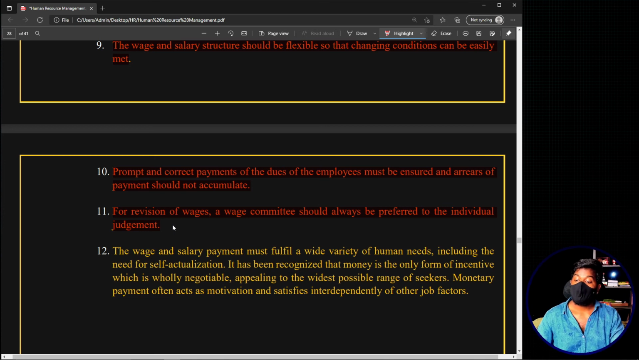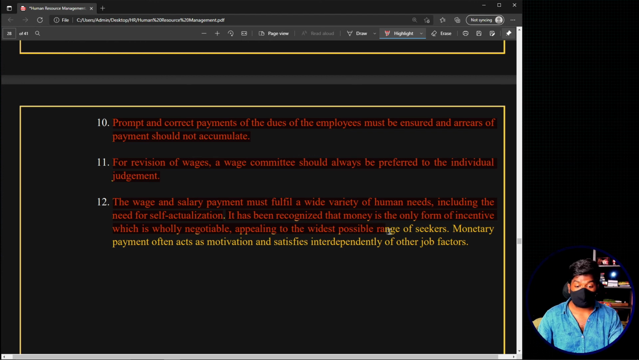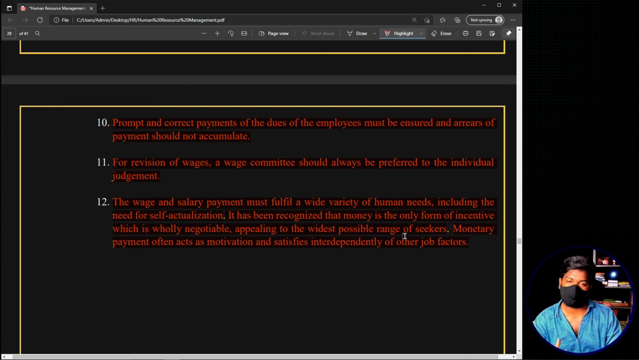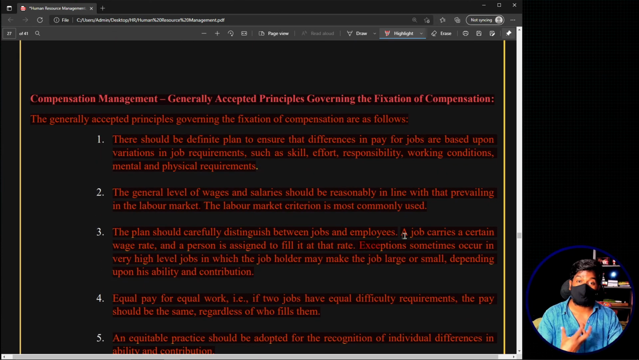Now, the last principle is the wage and salary payment must fulfill a wide variety of human needs, including the need for self-actualization. It has been recognized that money is the only form of incentive which is wholly negotiable, appealing to the widest possible range of seekers. Monetary payments often act as a motivation and satisfier independently of other job factors. This is just a basic, general point. So these are the different principles, basically the 12 principles governing the wage fixation in an organization.